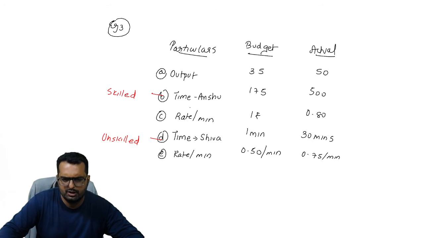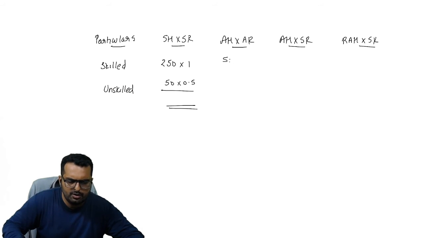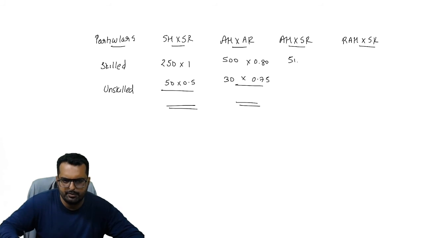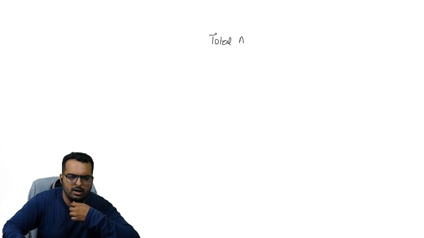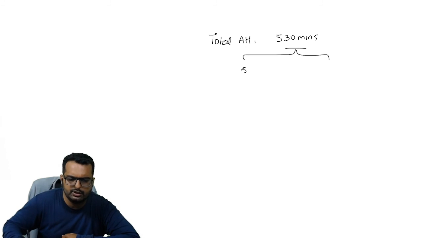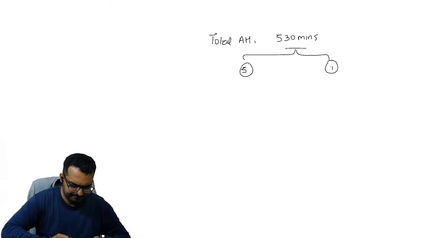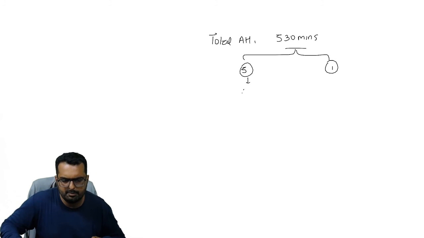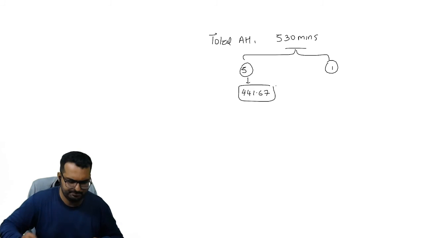AH into AR is how much? That is 500 by him and 30 minutes by him. So 530. Okay. Actual rate is 0.8, 0.75. Here it will be 531.5. RAH is total actual hours. Total actual hours, that is 530 minutes in this case. This should go in the ratio of 5:1. You will get the number as 441.67.